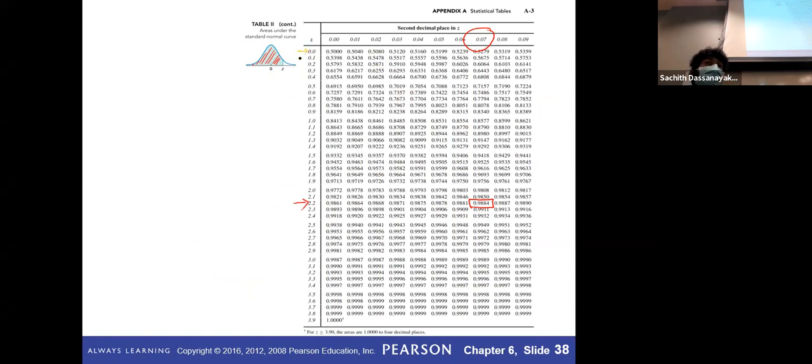0.95. So 0 point I can find here. Okay, so 0.9 first. So 0.95, you can break it like 0.9 plus 0.05, right? So first 0.9 here, 0.05 is here. So it's like this. So the value is 0.8289.